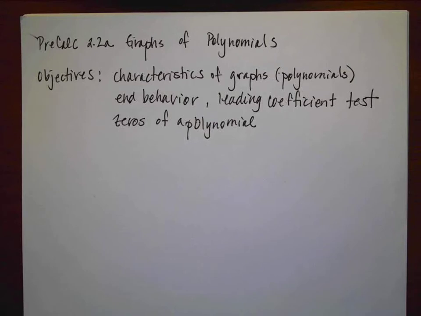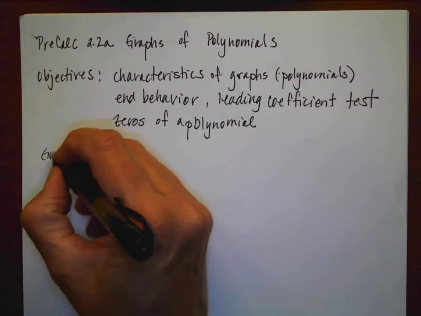Hello, math humans. We're going to do 2.2a today. We're going to be talking about graphs of polynomials. Our objectives are that we're going to talk about the characteristics of polynomial graphs. We're going to look at end behavior, the leading coefficient test, and then zeros of a polynomial.